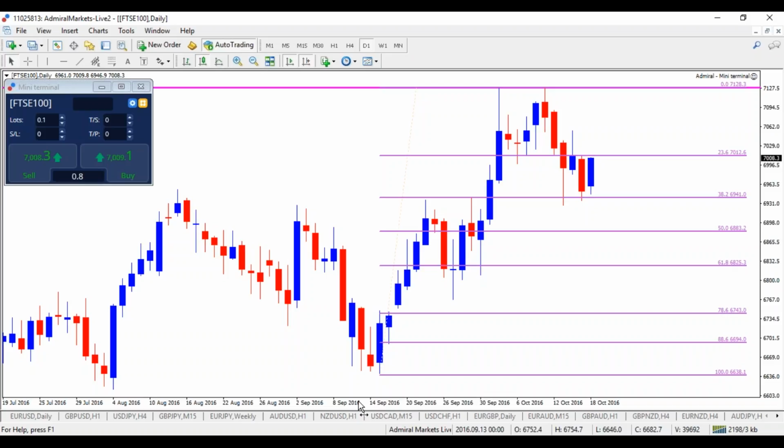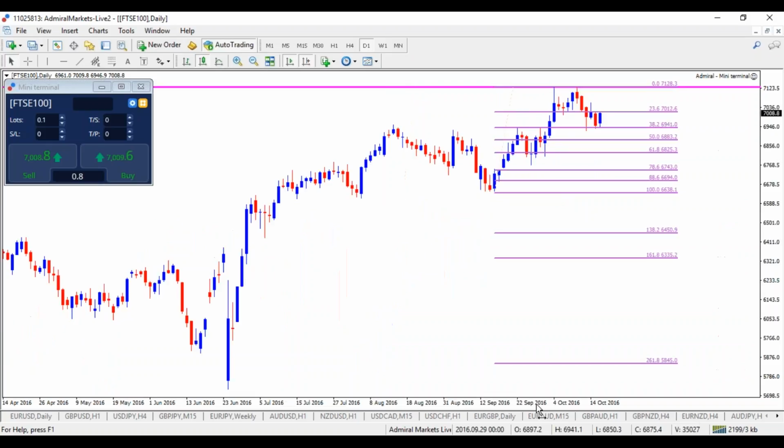Let's see. So the FTSE, yeah, 38.2 fib. I think that could be a consolidation, and we'll probably see a break as the pound weakens. Yeah, 38.2 fib is indeed the standard. Is a very normal level for a consolidation to stop.